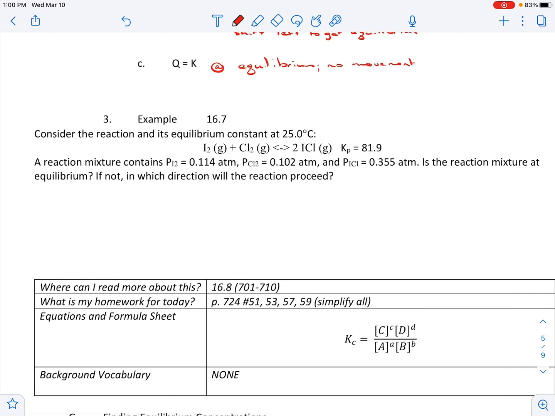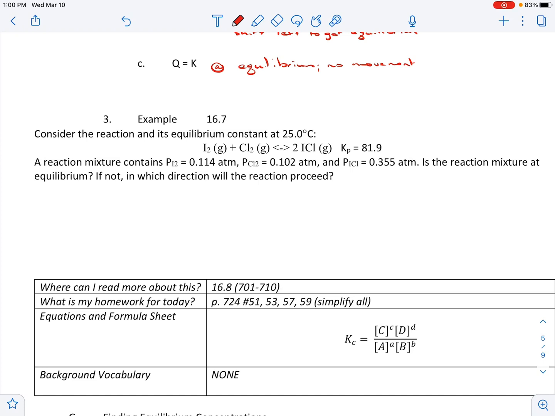All right. We're supposed to consider the reaction and its equilibrium constant at 25 degrees C. We have I2 reacting with Cl2 giving us 2 ICl. Our K sub P is 81.9. So our reaction mixture contains P sub I2 of 0.114, P sub Cl2 is 0.102, and P sub ICl is 0.355. We're supposed to figure out if it's at equilibrium. If it's not at equilibrium, which way is it going to shift to get to equilibrium?